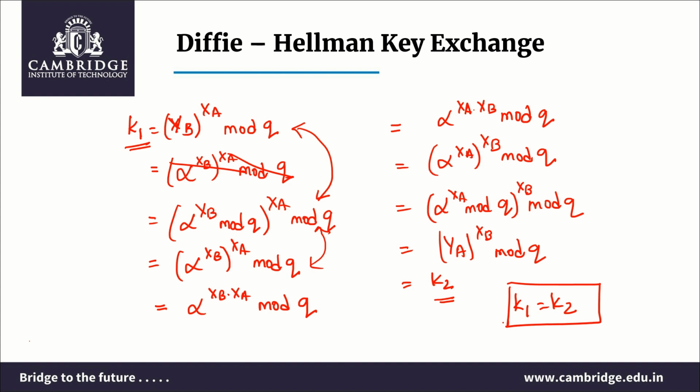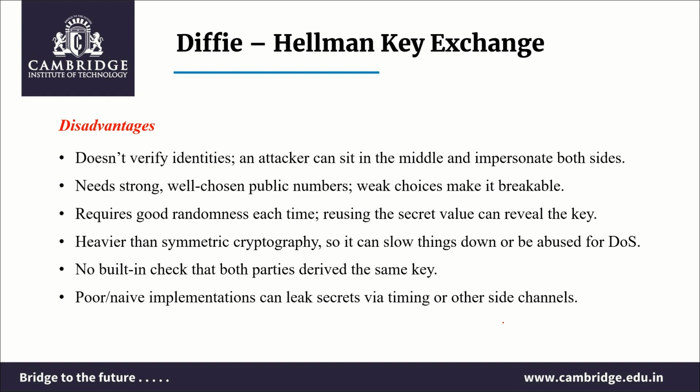This is what you have to write in the exam as well as in any other exams like internals. Now, what are the disadvantages? Is there any disadvantage? Obviously, everything has a disadvantage. That is why day in and day out we see a new technique coming up. So, what is the disadvantage? The first disadvantage is that Diffie-Hellman key exchange does not verify identities. So an attacker sitting in the middle can impersonate the other person. This is called the man in the middle attack, which we are going to see in the next session.